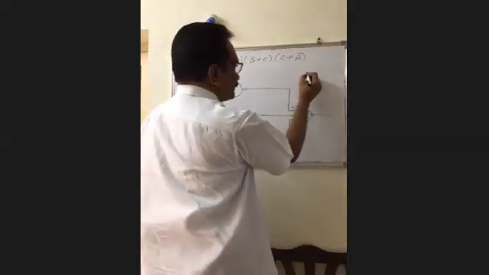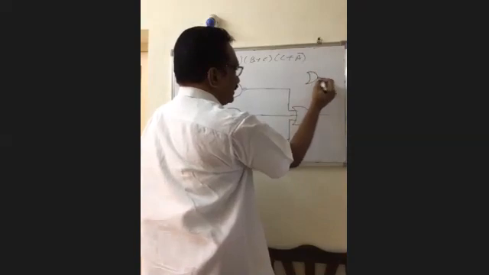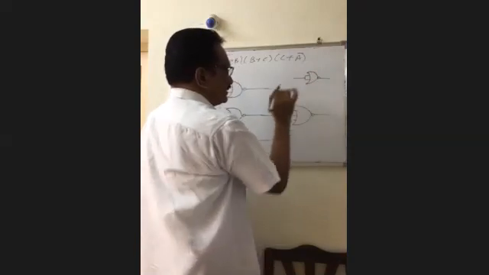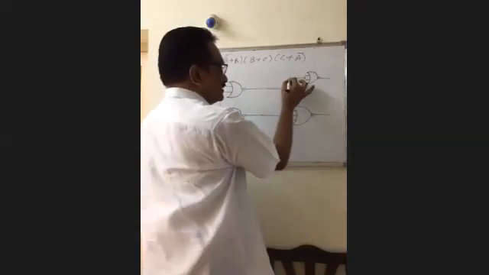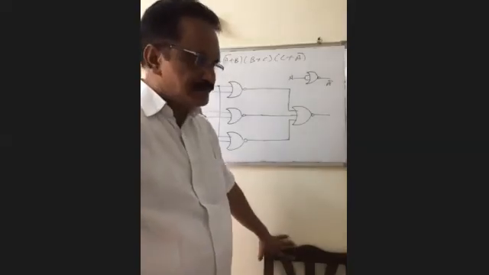Actually, it is a two input NOR gate. If both the inputs are shorted, it acts as a NOT gate. So one of the input is A, output is A bar. For a two input NOR gate, yes.